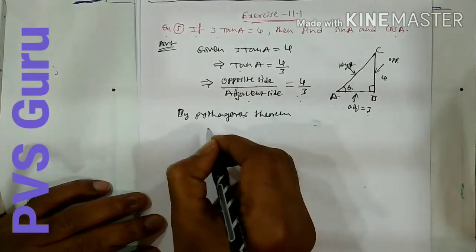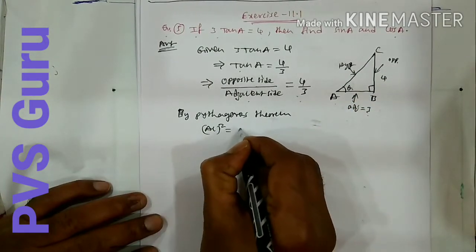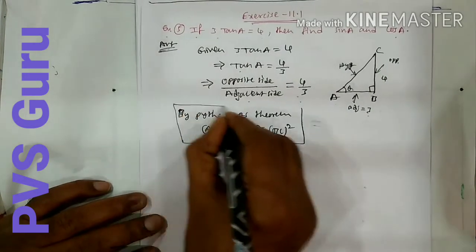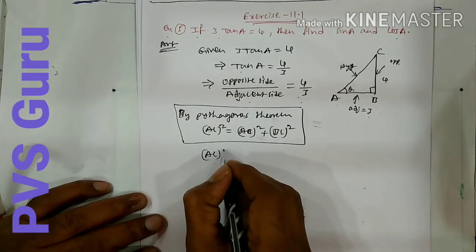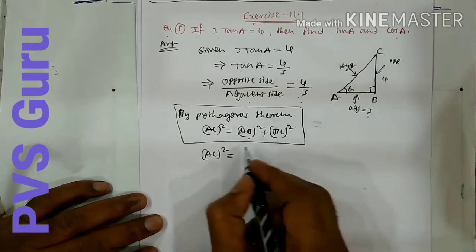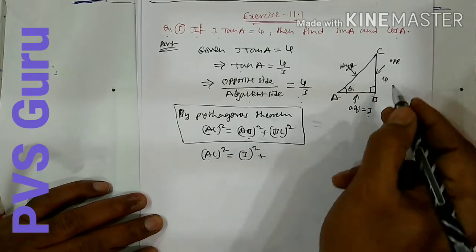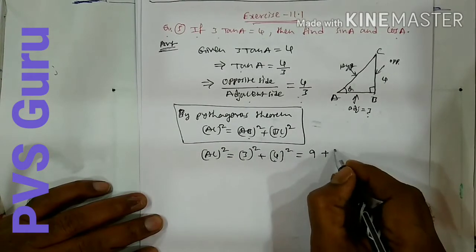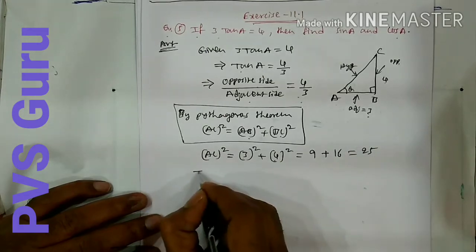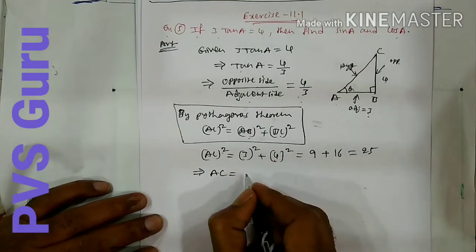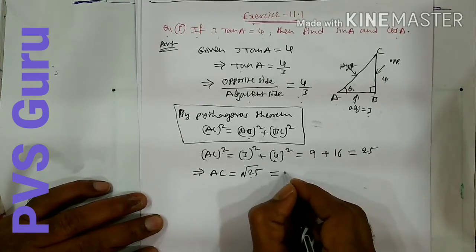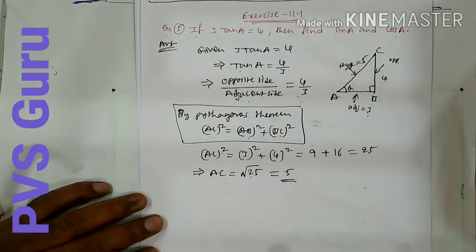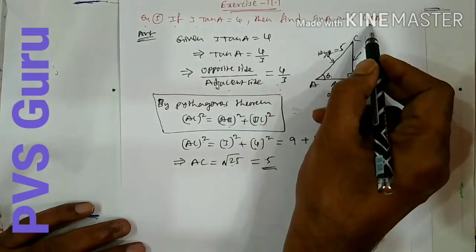AC is needed. By Pythagoras theorem, AC square is equal to AB square plus BC square. AB is 3, square is 9, BC is 4, square is 16. Total is 25. Then AC is equal to under root of 25, which is 5 units. So hypotenuse is 5.